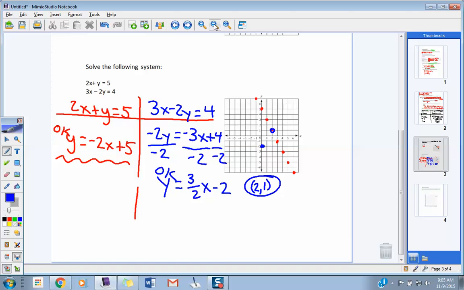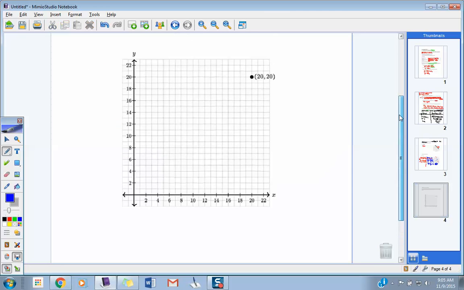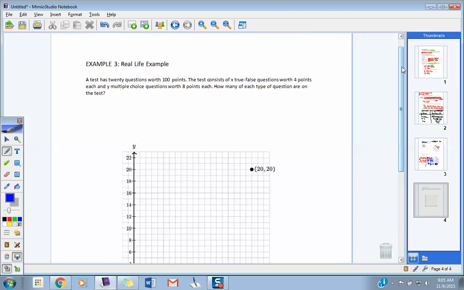All right, last page. I love this last question. This is good stuff. I'm going to volunteer to read this last example here. Go ahead. A test is 20 questions worth 100 points. Sections of X true or false questions with 4 points each, and Y multiple choice questions with 8 points each. How many of each type of question on the test?